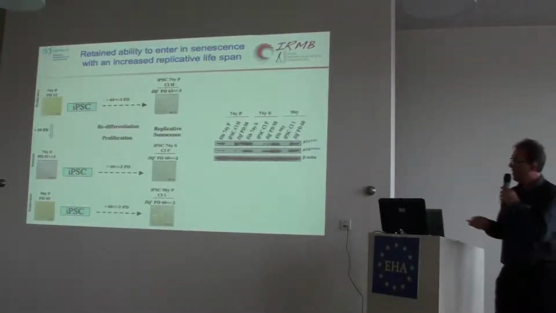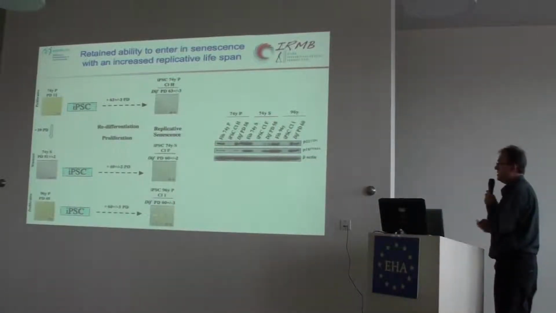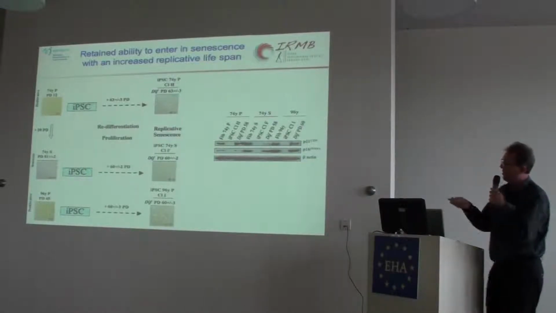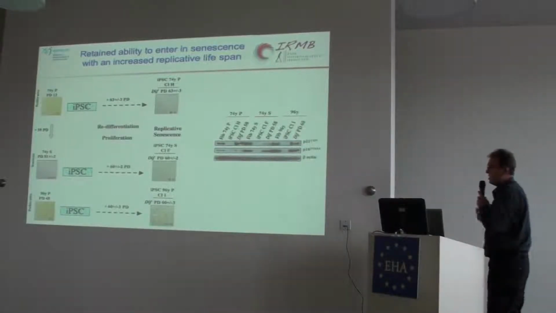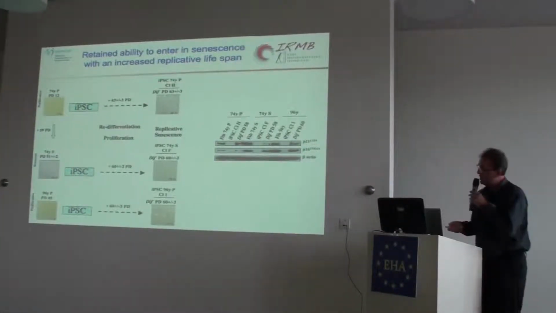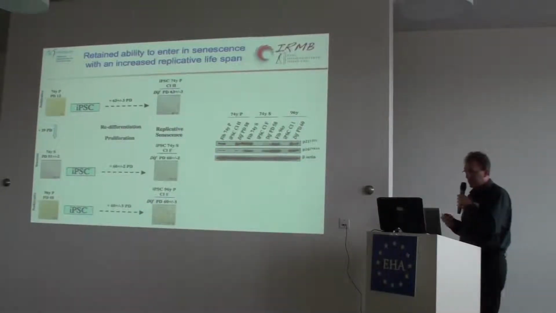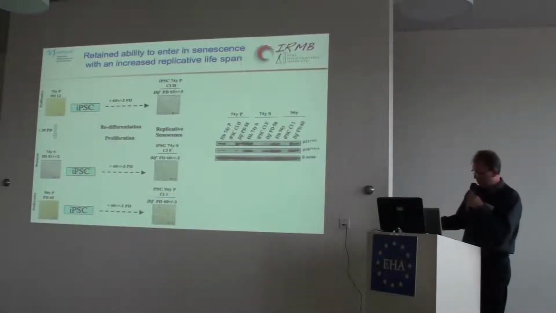What we did next was to redifferentiate these iPS into fibroblasts, and we restore the proliferative capacity of these cells from, for example, senescent cells. We gain, after redifferentiation, 62 possible divisions. But interestingly, we were able to go into replicative senescence again, indicating that we maintain this ability, and we are not in a situation of immortalized cells.